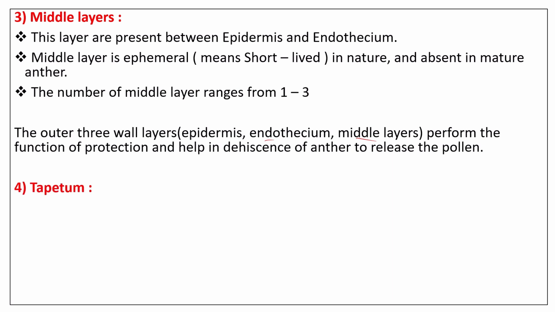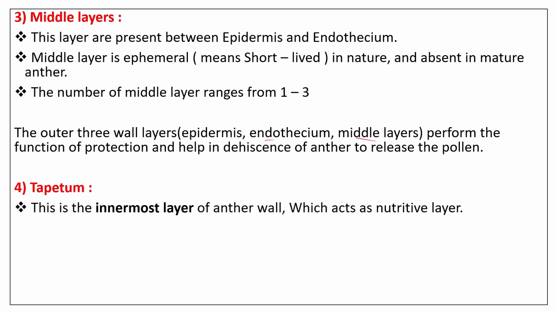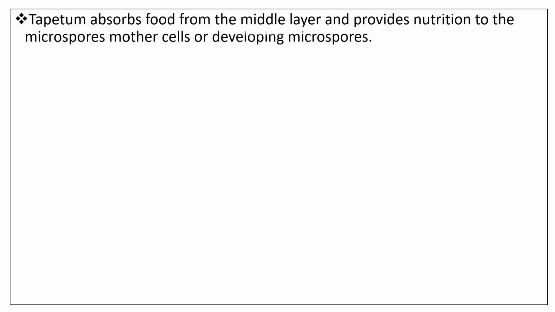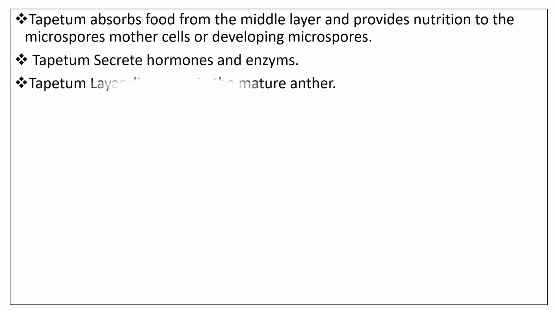4. Tapetum. This is the innermost layer of anther wall, which acts as nutritive layer. Structure. It is a single-celled, thick layer. The cells of tapetum are initially diploid, but they become polyploid and multinucleate because of endomitosis and free nuclear division. Tapetum absorbs food from the middle layer and provides nutrition to the microspore mother cells or developing microspores. Tapetum secretes hormones and enzymes. Tapetum layer disappears in the mature anther.